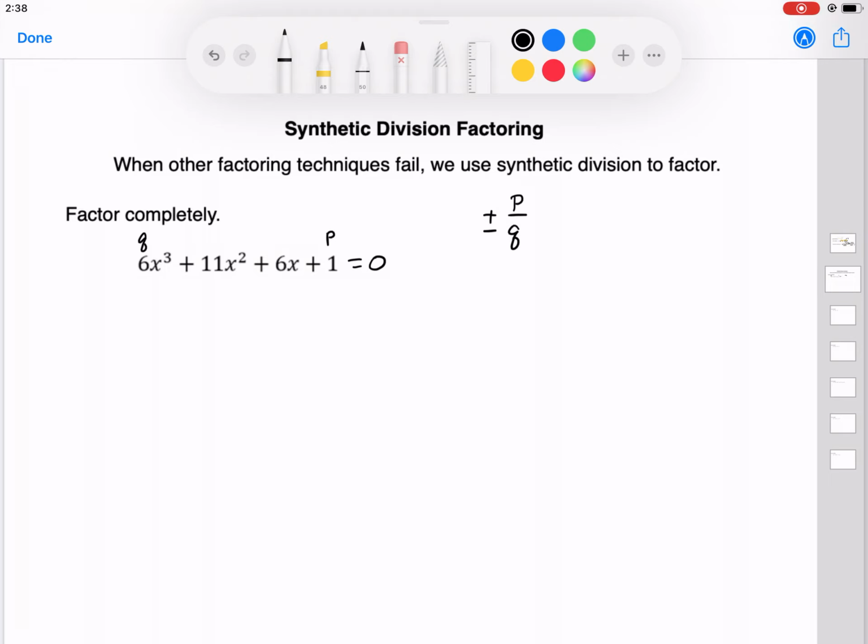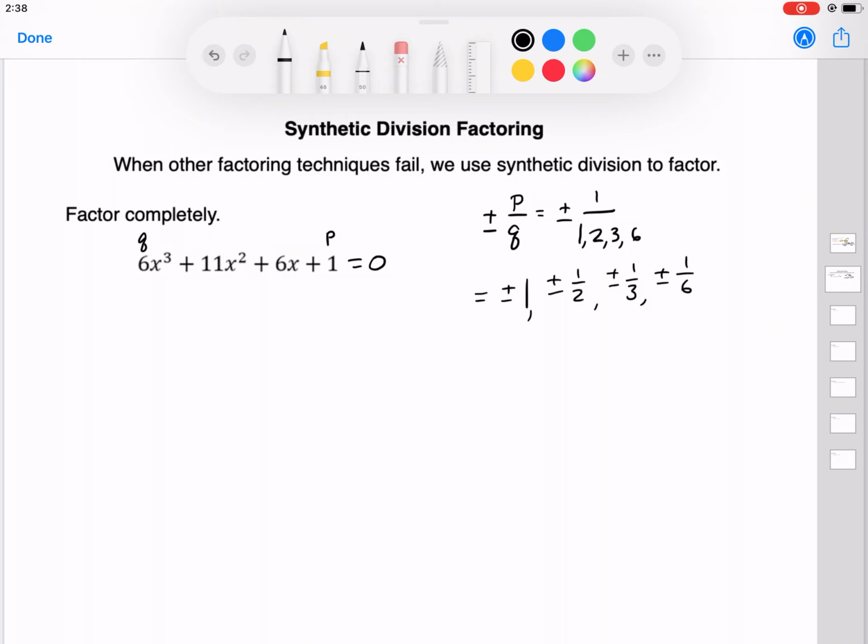So the factors of the constant on top over the factors of the leading coefficient on the bottom. Okay, so the P over Q. In this case, my factors of 1 are just 1. Factors of 6, there are 4 of them: 1, 2, 3, and 6. So that means we have the possibility where positive or negative 1 will work, positive or negative 1/2 would work, since I'm just dividing each one. Positive or negative 1/3 would work, or positive or negative 1/6 could work.